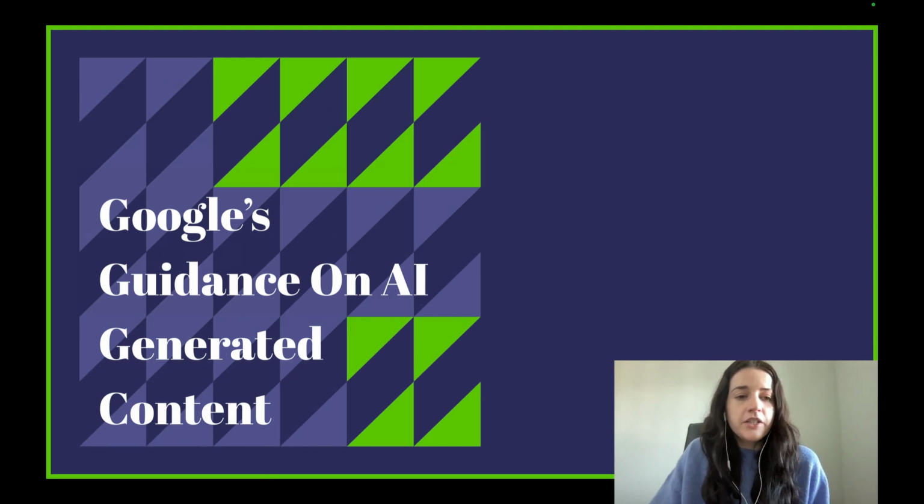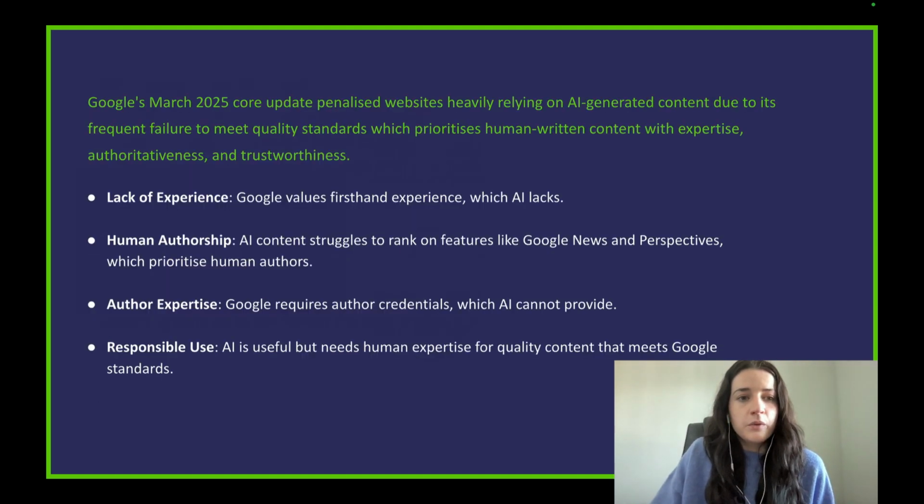So I wanted to include a little bit around Google's guidance on AI generated content. This doesn't just apply to AIO, it applies on your website as well. I think it's really important to remember this when you are creating new content. So Google's March 2025 core update penalised websites heavily relying on AI generated content due to its frequent failure to meet quality standards, which prioritises human written content with expertise, authoritativeness and trustworthiness. These are some of the points that Google picked up on.